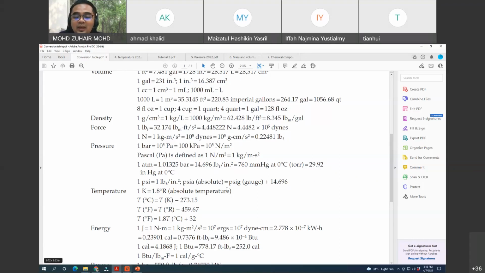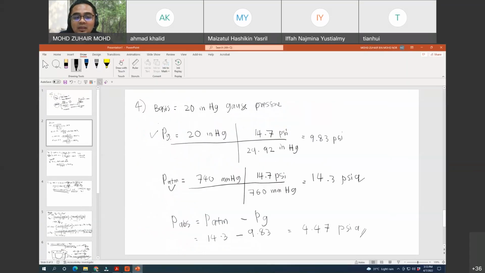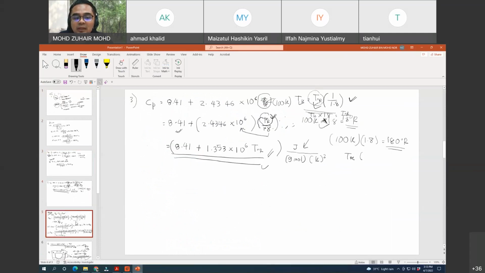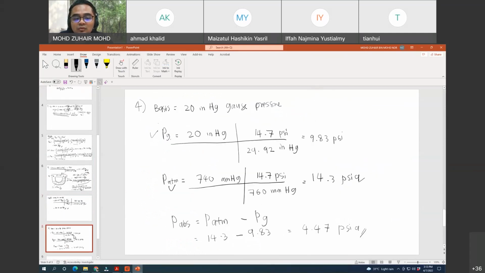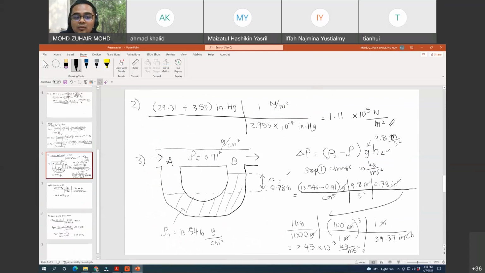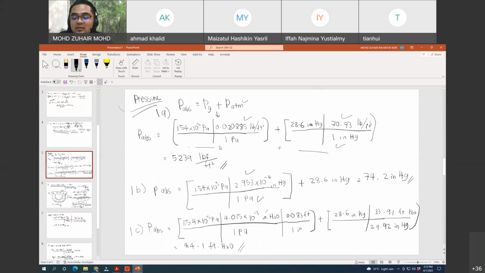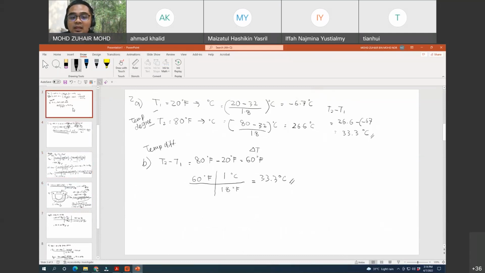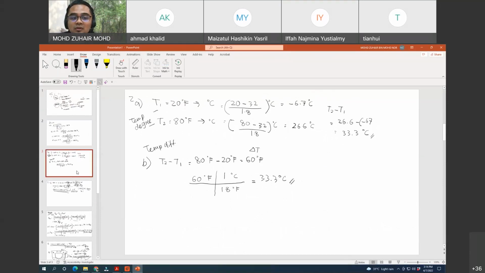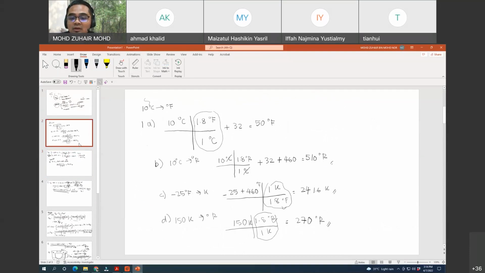And I really hope that instead of just trying to solve this by copying what I already explained, it's better for you to find out. For instance, the way I solve this, I already used some shortcuts, like the way I convert from Pascal to pound per feet square and so on. So you need to find out how this happens. Similarly for the temperature, in terms of the conversion and how the calculation works.